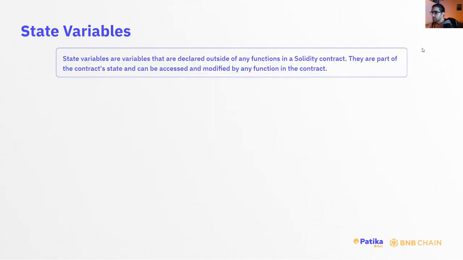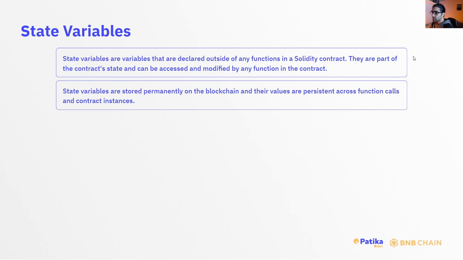State variables are variables that are declared outside of any functions in a Solidity contract. They are part of the contract state and can be accessed and modified by any function in the contract. The important thing here is that they should be outside the function scope and inside the contract scope. State variables are stored permanently on the blockchain and their values are persistent across function calls and contract instances.